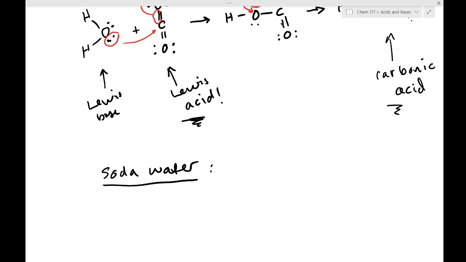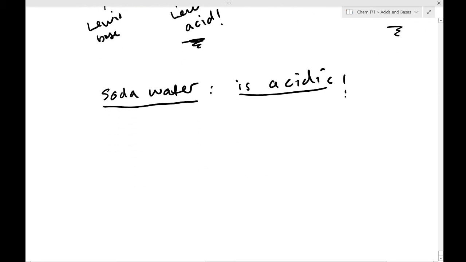When it dissolves in the water, you actually start to get this reaction to occur, because carbon dioxide is a Lewis acid and water acts as a Lewis base. And so you end up making a bunch of carbonic acid in solution. And so if you look at the pH of soda water, it is acidic. Soda water is acidic simply because more carbon dioxide is dissolving into the water. All right. Soda water is acidic simply because of this reaction.